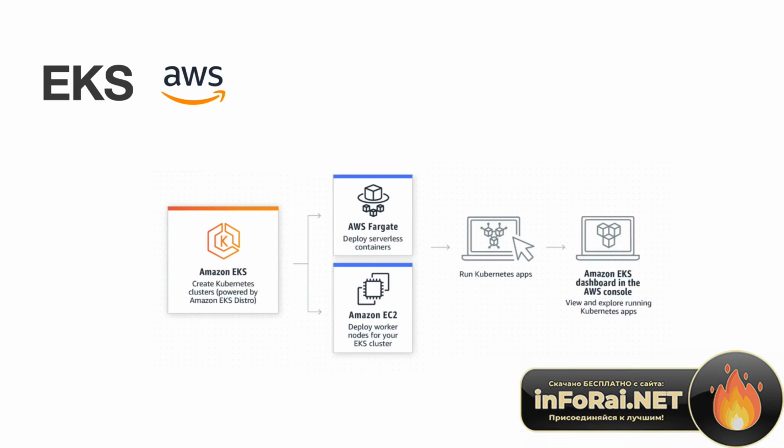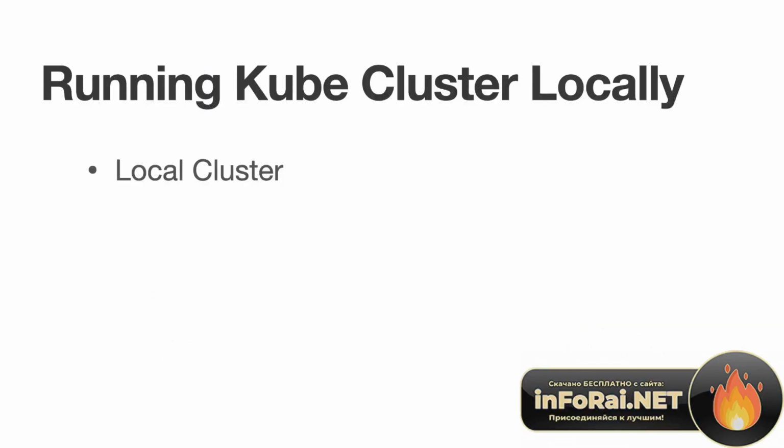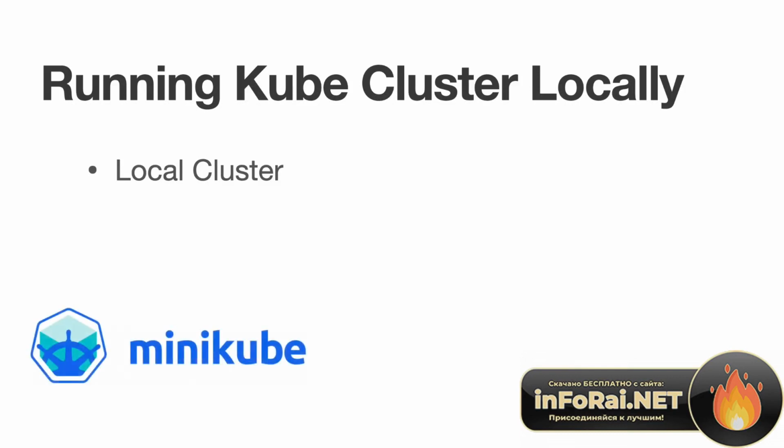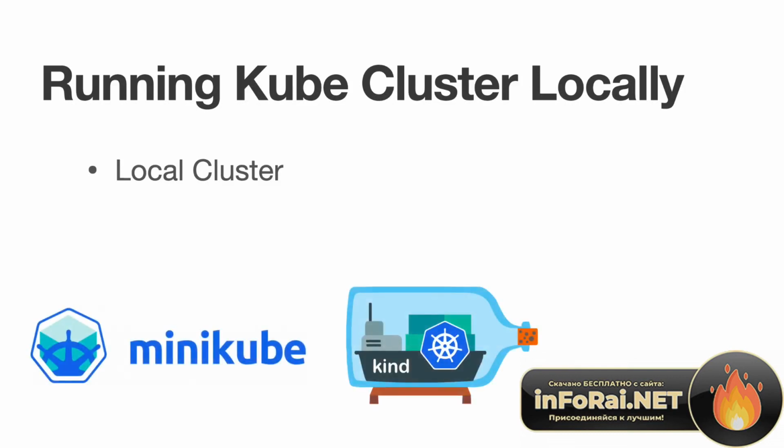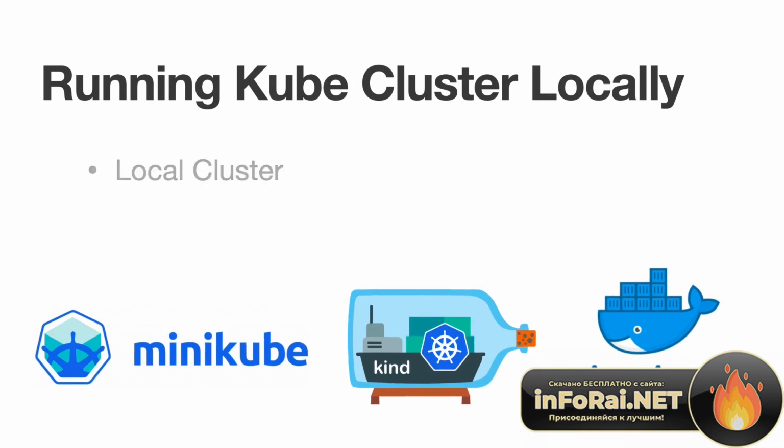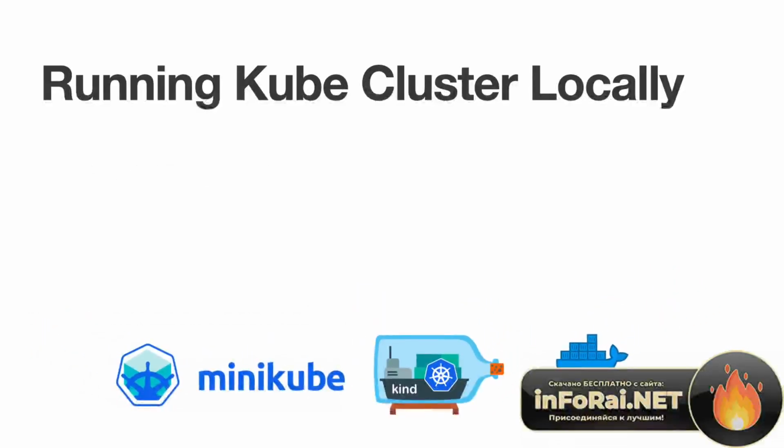So to run Kubernetes locally, i.e. to create a local cluster, there are three main solutions out there, or there are others, but these are the most popular ones. We have Minikube, we have Kind, and we also have Docker. All of these three solutions allow us to basically create a local cluster that allows you to play around and learn Kubernetes. Now, just to be cautious here, these three solutions are mainly used for learning purposes.